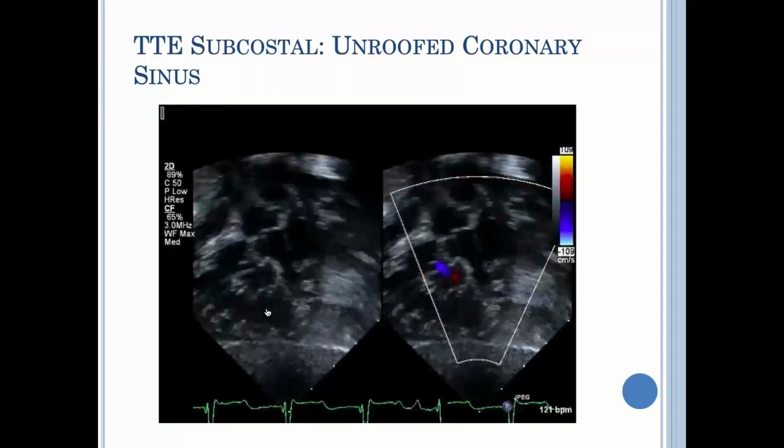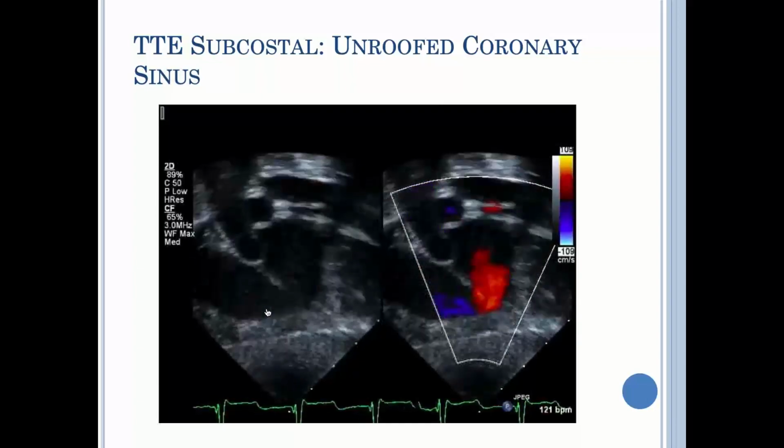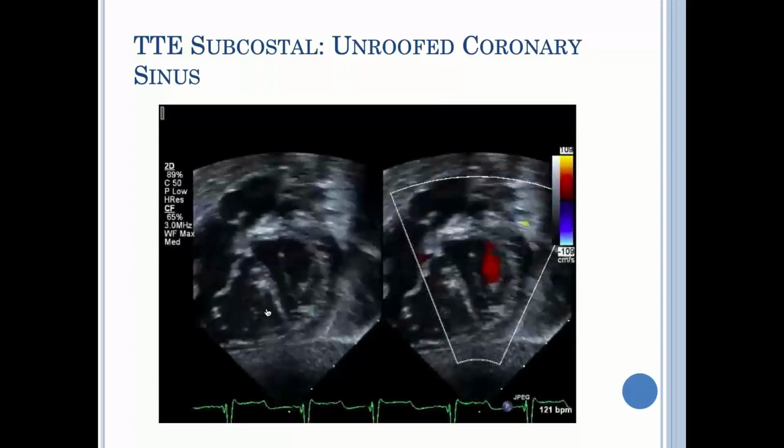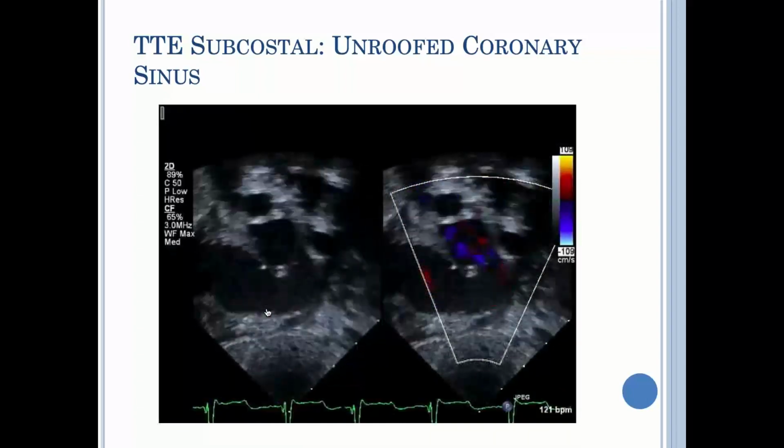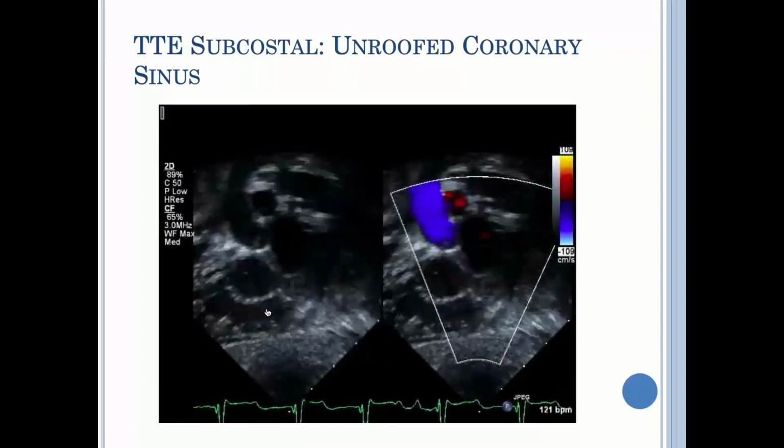And here it's moving in and out a little bit, but this was one of the better examples of a TTE subcostal view that I could find showing the unroofing of the coronary sinus.